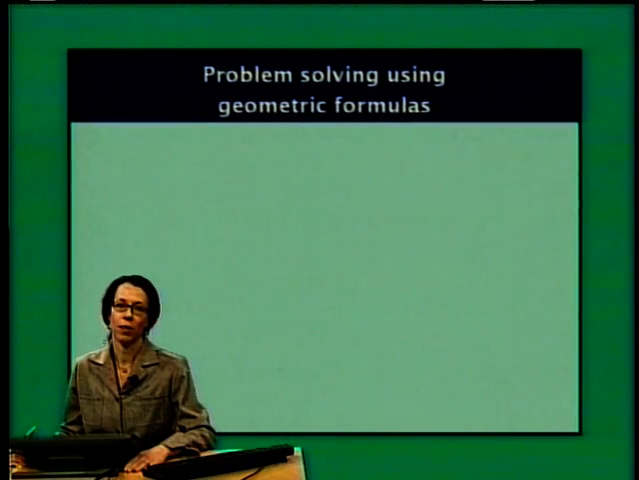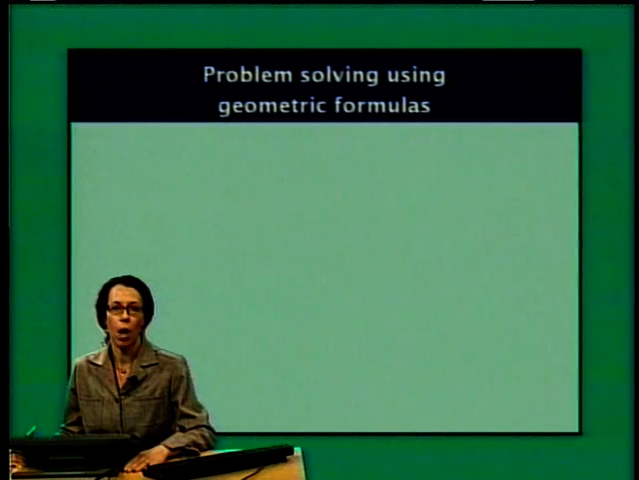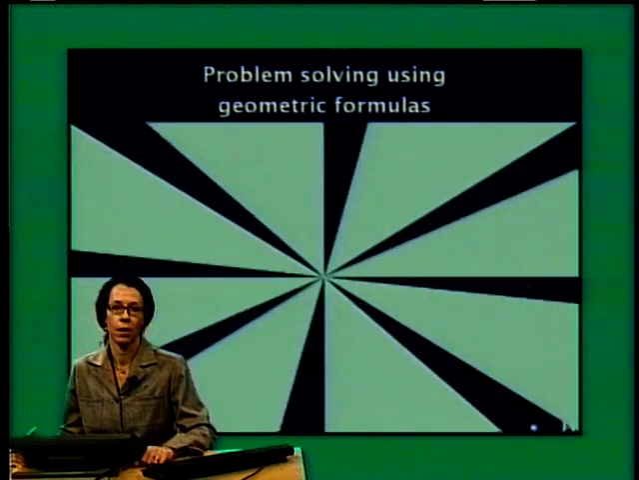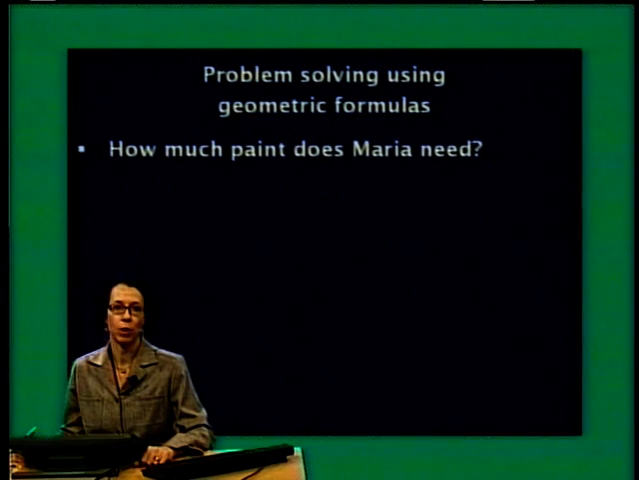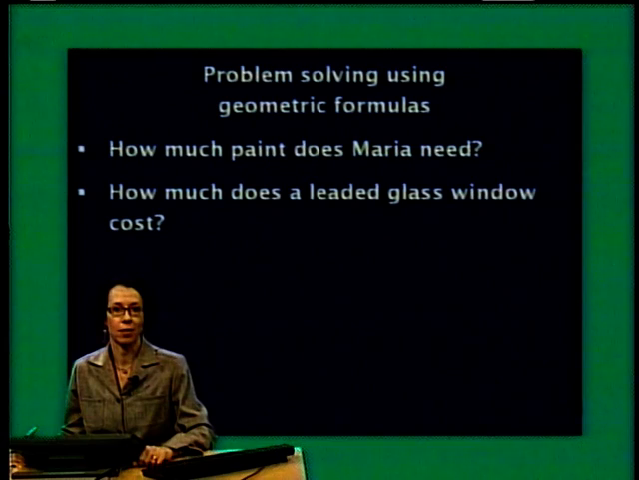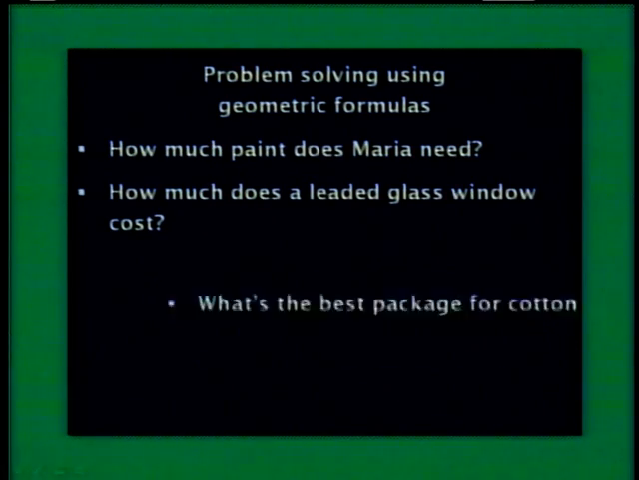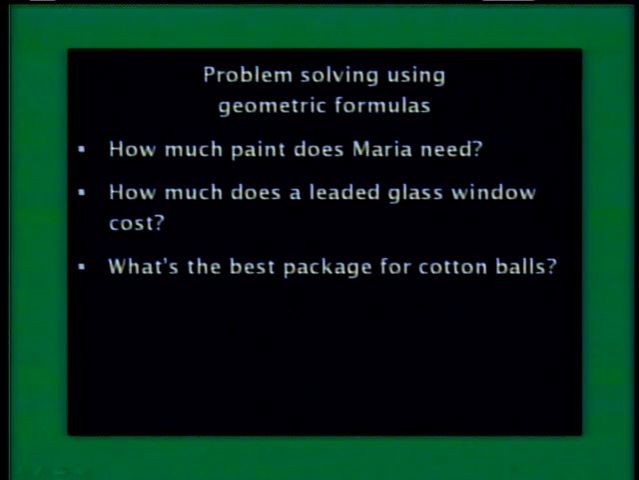So in this final part of the lesson, we're going to talk about problem solving using the geometric formulas that Steve and Candace introduced to you in the first two parts of this lesson. We're going to solve three problems. The first will ask, how much paint does Maria need? The second, how much does a leaded glass window cost? And the third, what is the best package for cotton balls? When we're finished solving these three problems, we're going to summarize some of the key ideas we used while solving these problems.